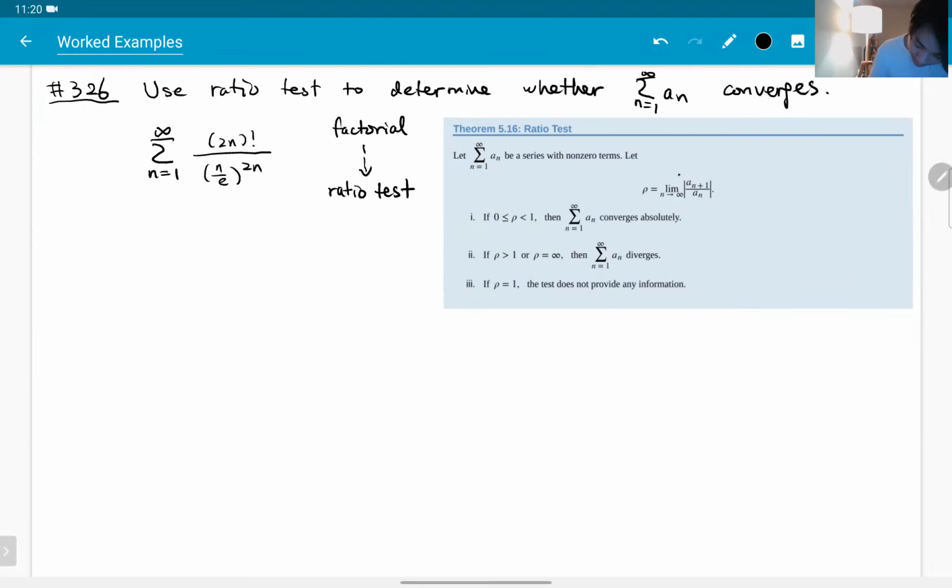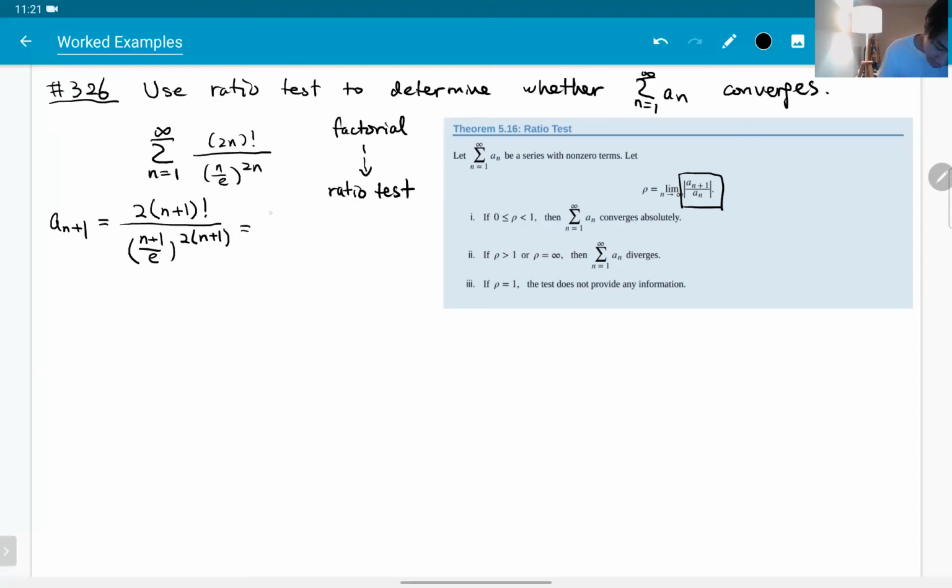We want to use a ratio test. We have to take this ratio on the right. So let's write out what a sub n plus 1 and a sub n are. So a sub n plus 1, well, again, I want to mention that we can omit the absolute values because these terms are all positive. Okay, a sub n plus 1 is 2 times, instead of n here, I have to have n plus 1 factorial over, now I replace all the n by n plus 1 over e to the 2 times n plus 1. Now, I want to simplify this a little bit.